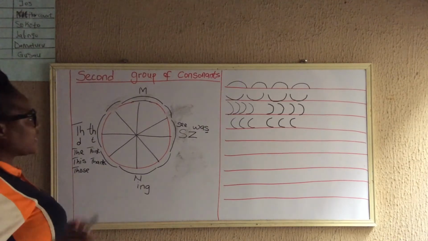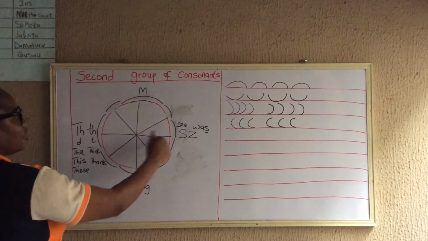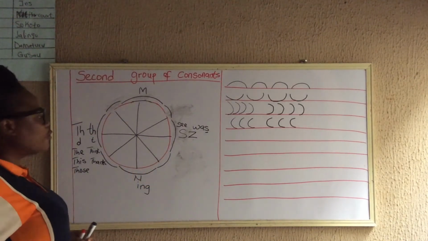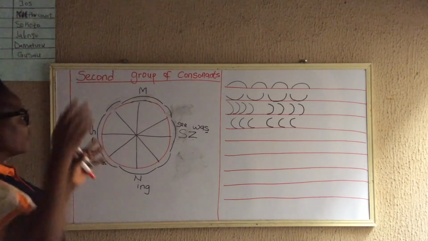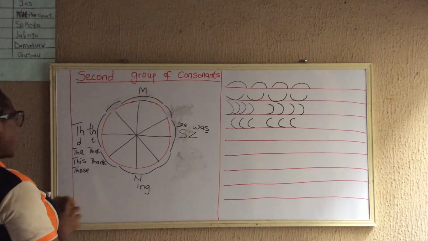So now I move to the second group. What I've just done now is in the form of plus. Now I move to the form of times.